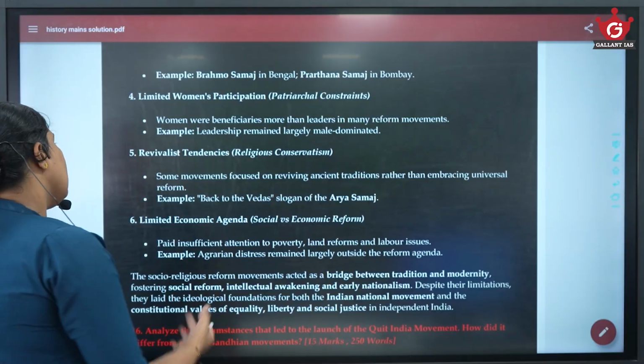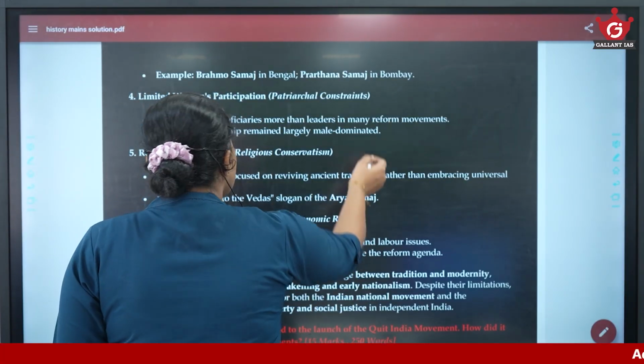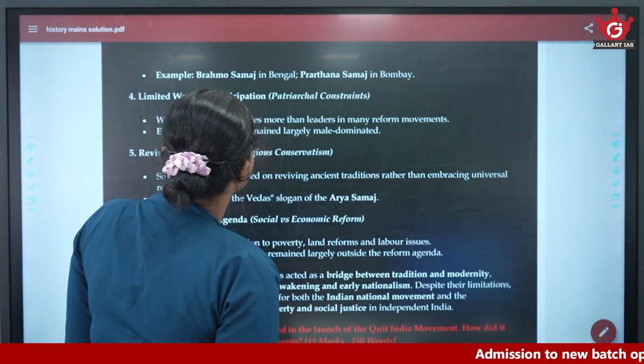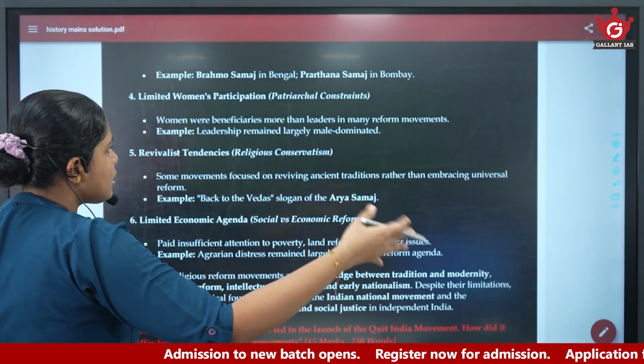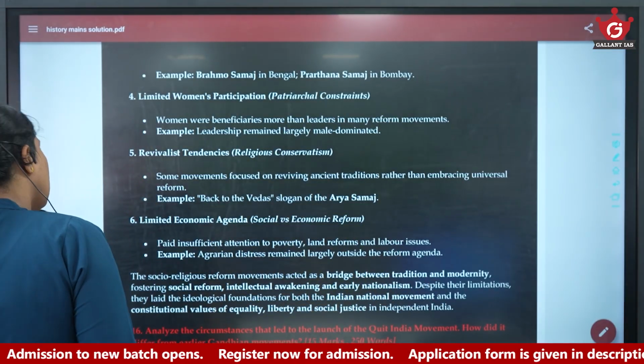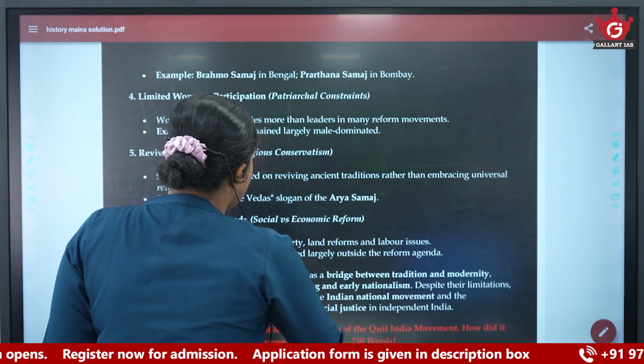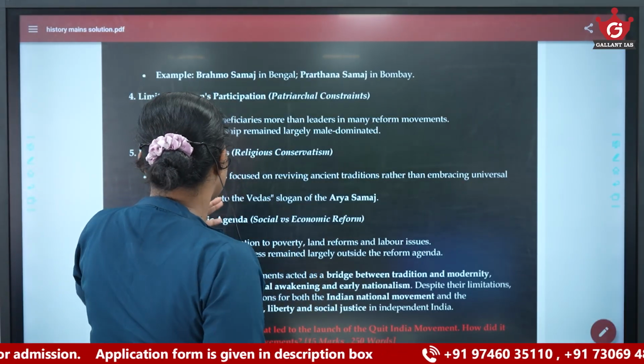Next is limited women's participation. Why? Because of patriarchal constraints. Women were beneficiaries more than leaders in many reform movements. Leadership remained largely male dominated. Next is revivalistic tendencies, like the back to Vedas slogan of the Arya Samaj. This kind of thing.